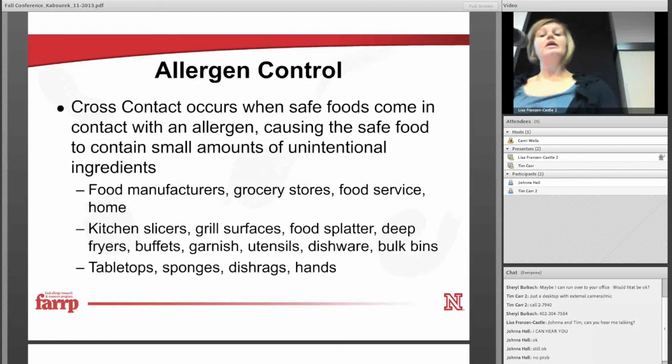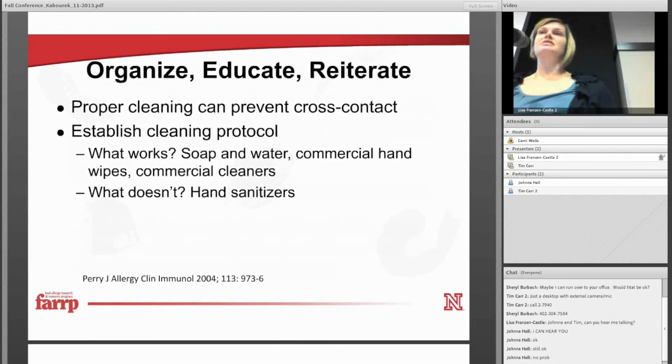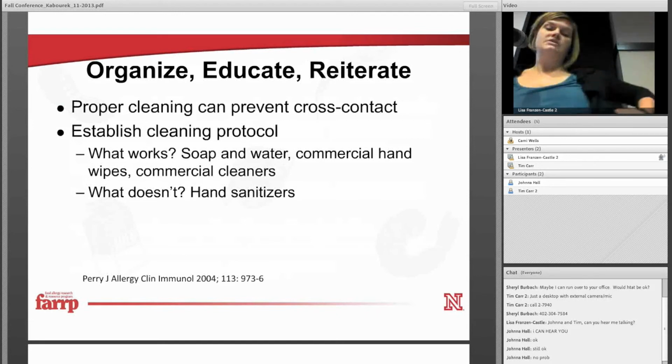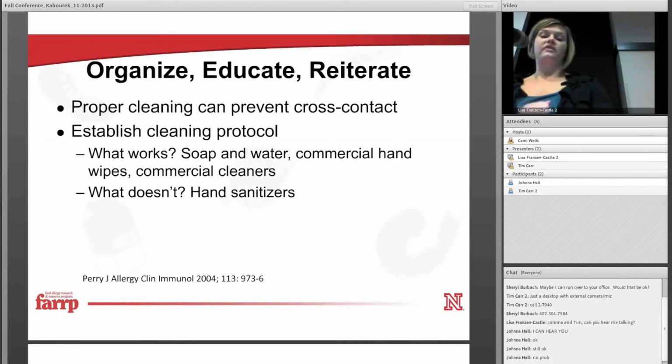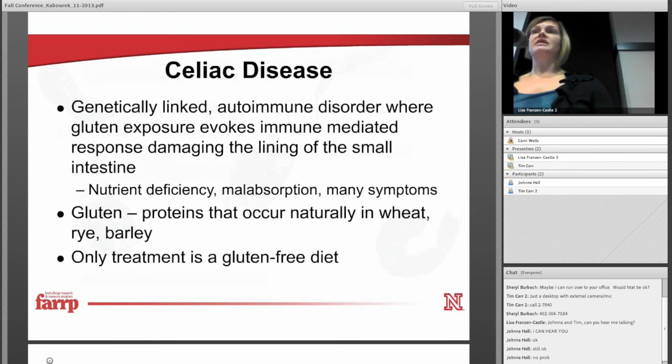You also have to think about, like in the schools, tabletops, sponges, dish rags, that kind of thing. After you've cleaned up, did you do a good job? And is your dish rag now contaminated? So proper cleaning can prevent cross-contact. They've actually done scientific research studies. They went into the schools, they smeared peanut butter on the lunchroom tables, they did different ways of cleaning, they did plain water, they did soap and water, they did hand sanitizer, they did Lysol wipes, they did all those things to see what worked best. And what they found out was soap and water was the best option and commercial cleaners. And actually it was the process of scrubbing the surface that took off the protein and the residue. What didn't work was just plain old hand sanitizer. It took the bacteria right off, but it did not take the allergens off.